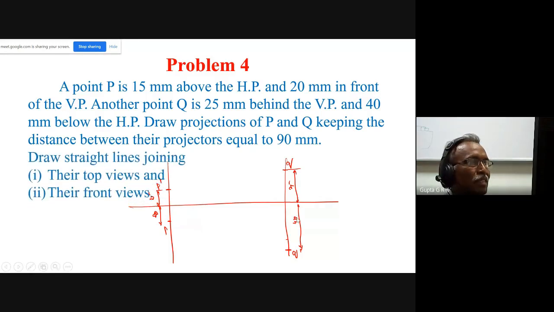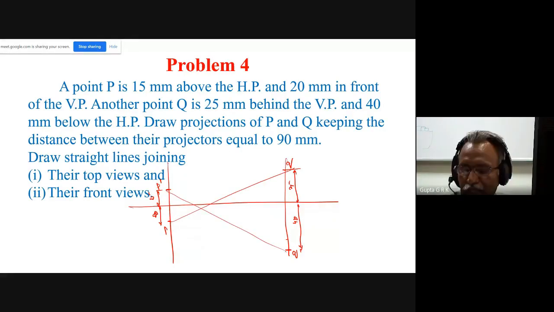So after drawing this, it is asked to draw the lines joining their top views and their front views. So PQ I have to join, and P dash Q dash I have to join. Okay, this is the way. Sometimes some people make normal mistakes. So this 25 and 40, they might have shown on this side like this. Okay.